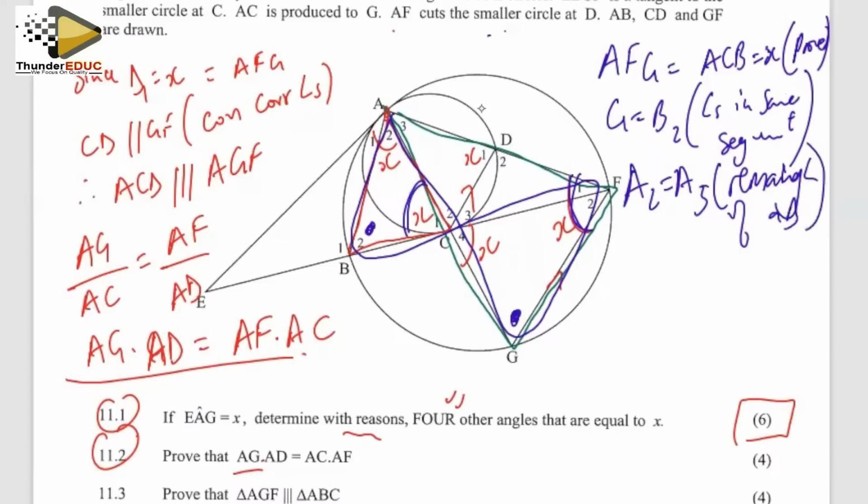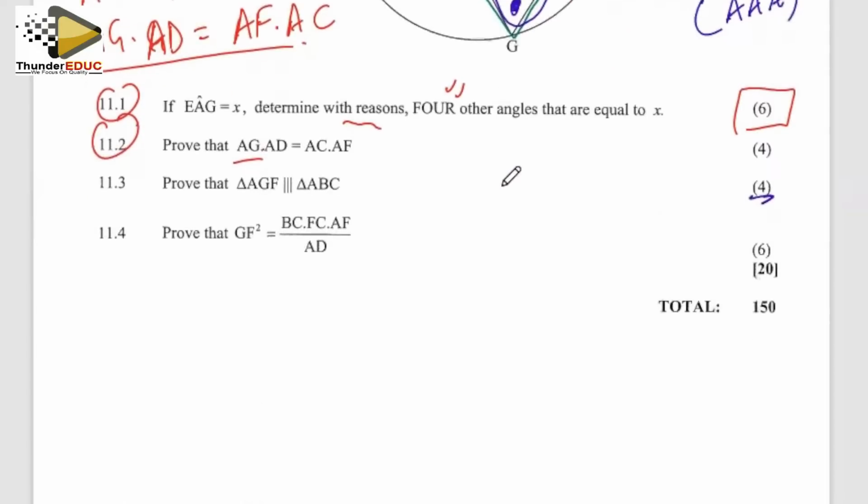Now we have the proof. Therefore, our AGF is similar to ABC because of angle, angle, angle. So that is how we will obtain the marks. Then lastly, in 11.4, they want us to prove that GF squared is given as that.